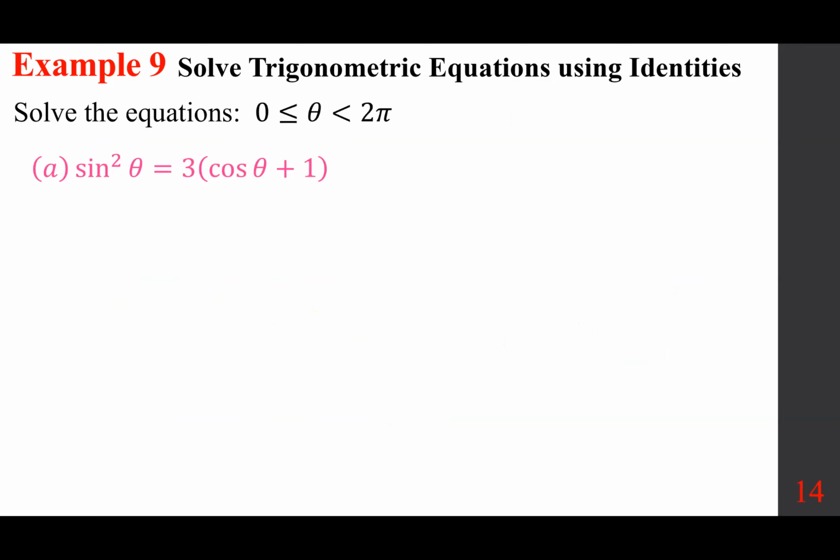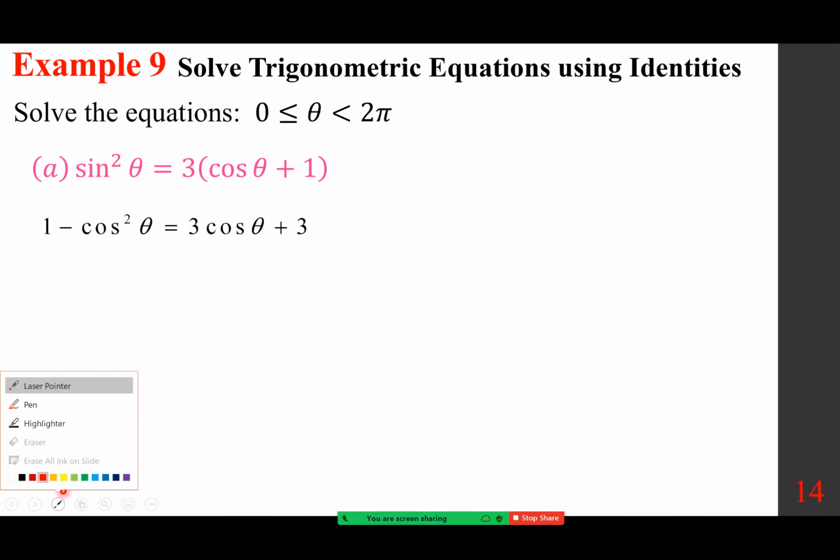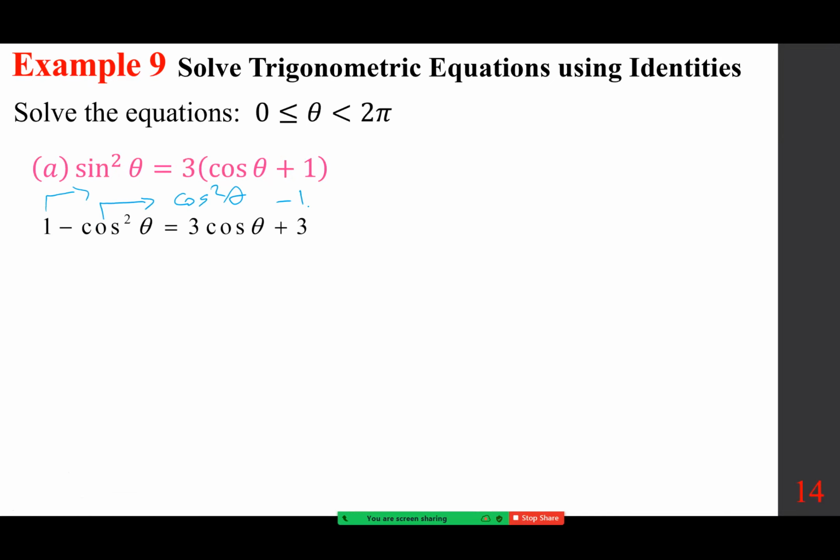All right, we want to solve the equation where theta is between 0 and 2 pi. We know the right side is 3 cosine theta plus 3 when we distribute the 3. Since we have cosine, we're going to change this to 1 minus cosine squared. Since this is negative, we're going to move it to the right. It becomes cosine squared, and this becomes minus 1. We put them in descending order. We combine them into cosine squared plus 3 cosine theta plus 2.